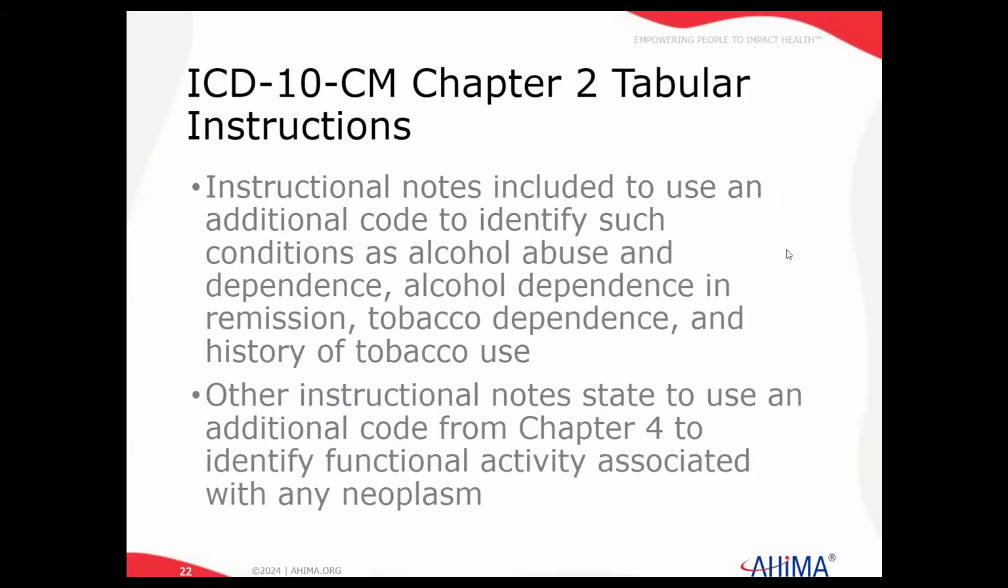There are a lot of instructional notes that are important to review in addition to the code. So you can't stop reading once you've validated the correct code. There are notes in the tabular that will tell you to identify such things and code such things as alcohol abuse, alcohol dependence in remission, tobacco dependence, history of tobacco use, and others.